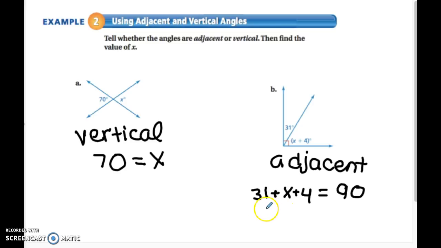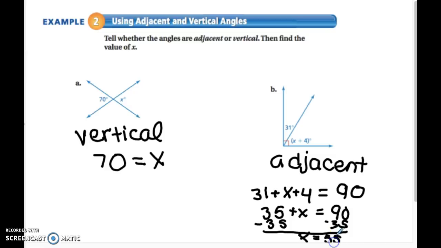So now we can solve the equation. So let's combine our like terms first. 31 plus 4 is 35 plus x equals 90. Isolate, subtract 35 on both sides. We get x equals 55. So in B, x equals 55. When you're finding the value of x, I want you to use an equation like I did for both of these each time.